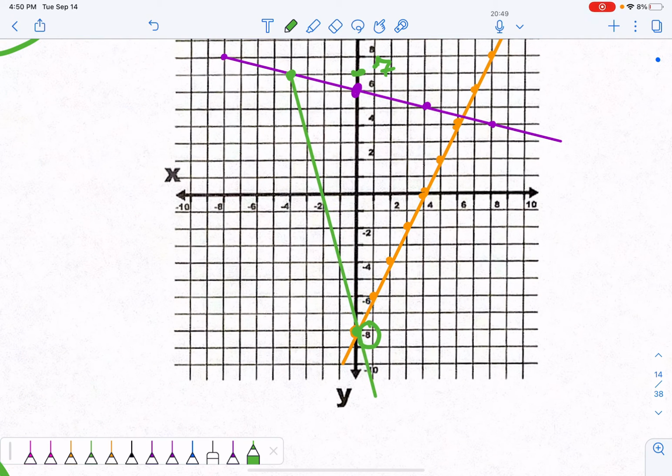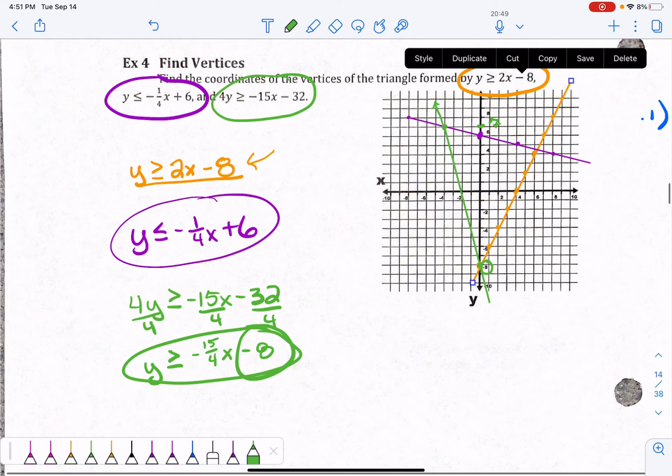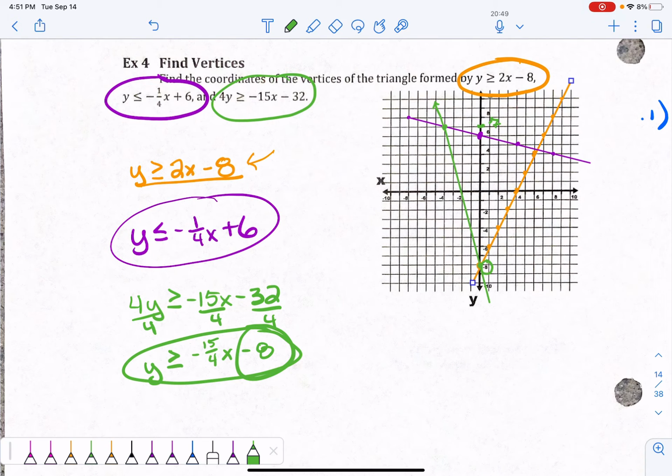So we have them connecting really nice. Oh, and I forgot to shade. Forgot to shade any of these. But when we shade, you can check to make sure, we're going to shade all of those regions together, which is just going to enclose that triangle there.